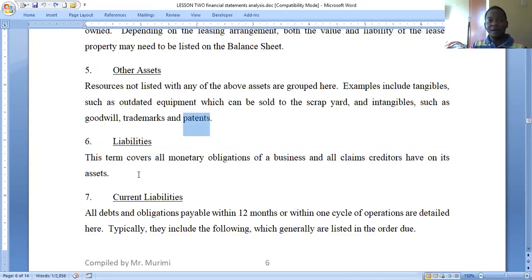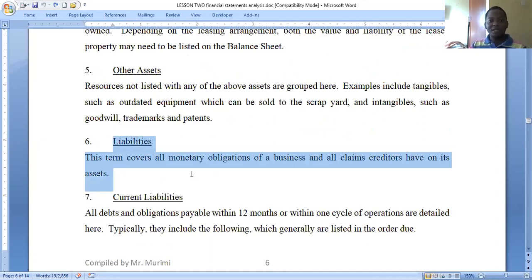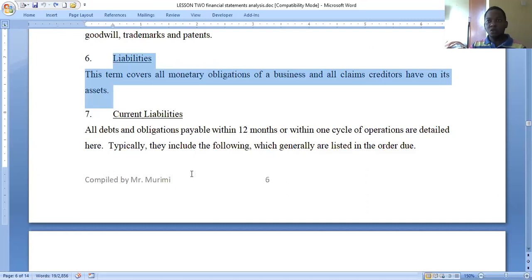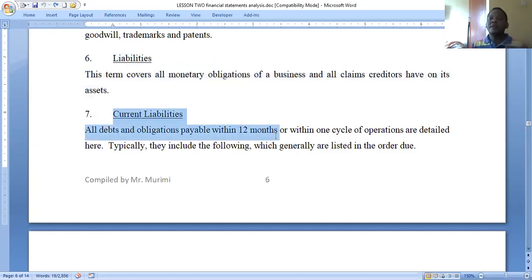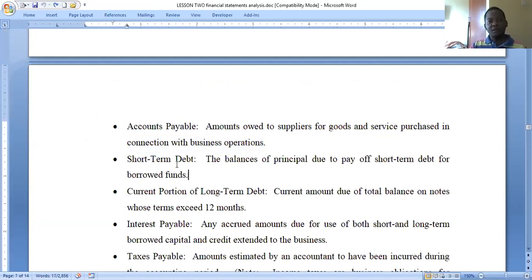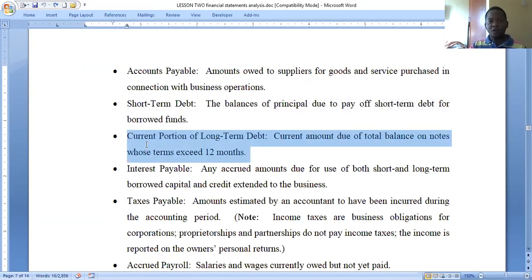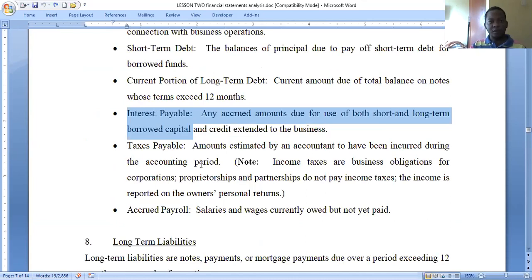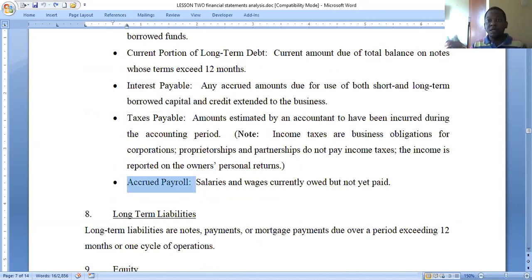And then another key element in a balance sheet is liabilities, as we have seen in the equation. Liabilities are also classified into two. We have current liabilities, those which are expected to be paid within a year from the date of the balance sheet. Examples of current liabilities are accounts payable, also known as creditors. We have short-term debts. We also have the current portion of a long-term debt. We have interest payable, taxes payable, and accrued expenses.